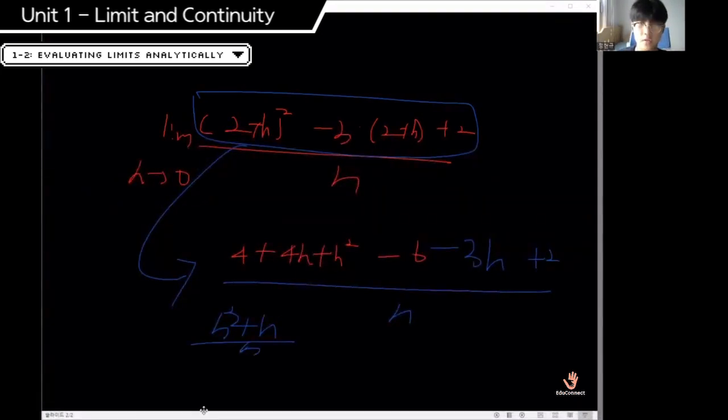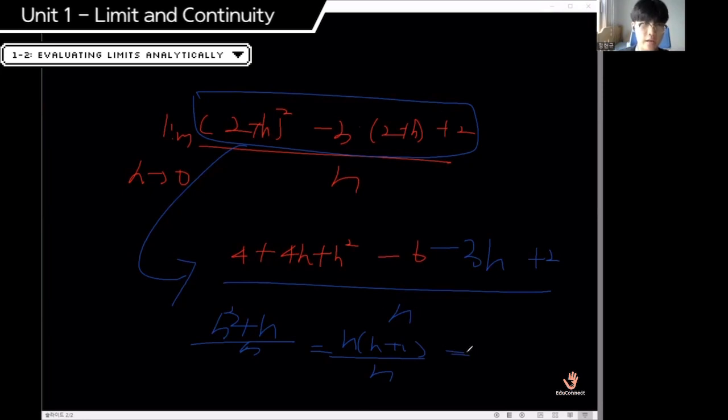Over h. And once again, we'll still try to find the limit as h approaches 0. Now I can go ahead and factor the numerator. So we get h times the quantity h plus 1 all over h. And we have our h's canceling each other out.